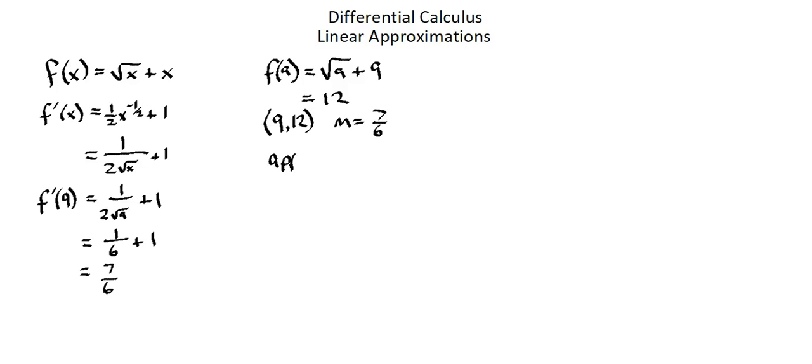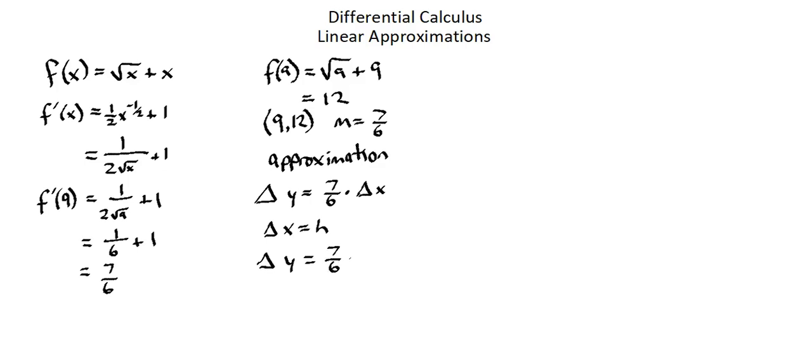But my approximation is going to apply this slope to changes in x which are close to this point, changes in x which have a value for x close to 9. So my change in y, based on the approximation, is 7 over 6 times change in x. And traditional notation for the change in x is h. So I can say that the change in y, using the approximation, is 7 over 6 times h. So for this problem, if I'm asked to approximate the change in y for a change in x close to 9, this is the answer, 7 over 6 times h.